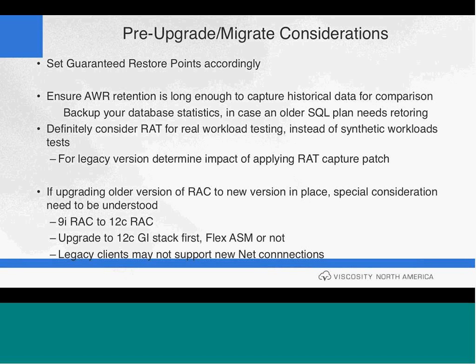The architecture is quite different. In fact, ASM wasn't there in 9i RAC. So if you're going to do this, it's best that you plan it, and especially do it out of place. Use the migration methods we talked about earlier. If you're doing an upgrade, also make sure that you upgrade to the 12c GI stack first. It's a reason whether you use Flex ASM or not.